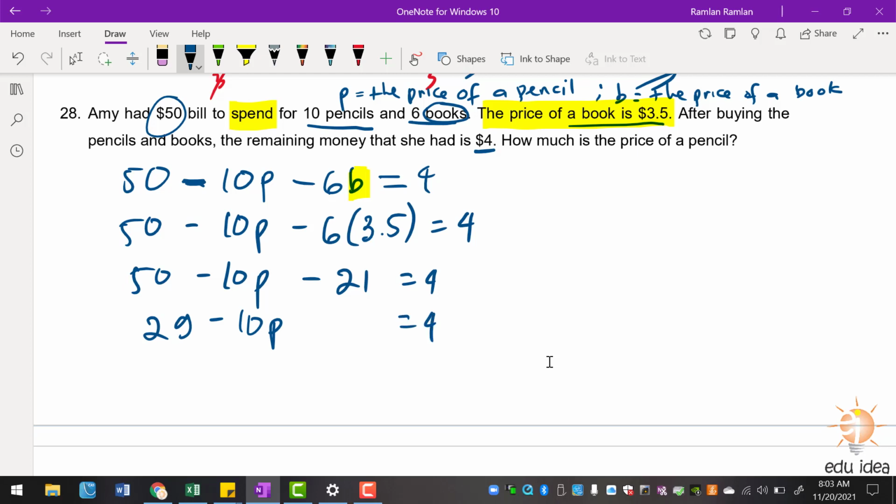Okay, so I'm going to get rid of this 29 by subtracting both sides by 29. So I'm going to subtract this by 29 and this by 29, so I'm going to get rid of these.